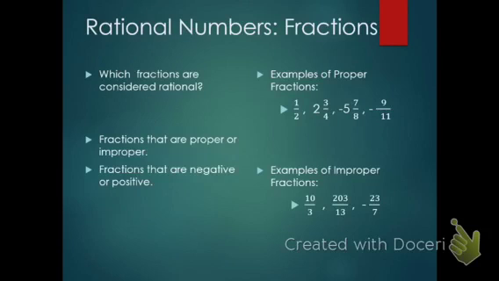Rational numbers can also be fractions. Which fractions are considered rational? Fractions that are proper or improper, fractions that are negative or positive. Here are some examples of proper fractions: 1/2, 2 3/4, -5/7, -5 7/8, -9/11. Examples of improper fractions can be 10/3, 203/13, or -23/7. As long as the fraction is positive, negative, proper, or improper, it's considered a rational number.